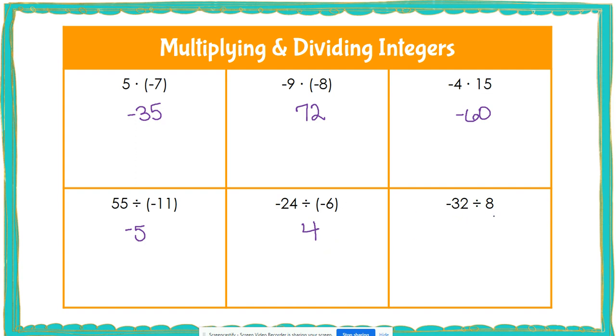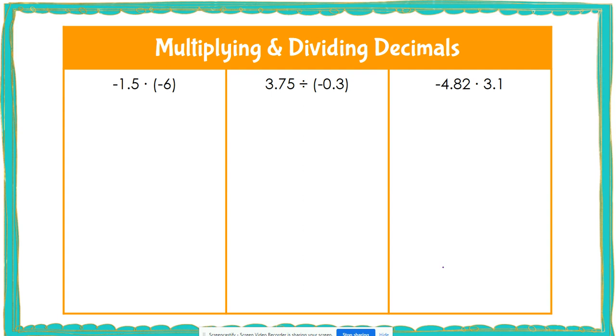Negative 32 divided by positive 8. I'm going to divide my absolute values. I know that 32 divided by 8 is 4. And since these have different signs, a negative here and a positive here, I know that my quotient is going to be negative. So negative 32 divided by positive 8 is negative 4. Now let's multiply and divide with decimals. Just like with integers, we are multiplying or dividing the absolute values just like normal.